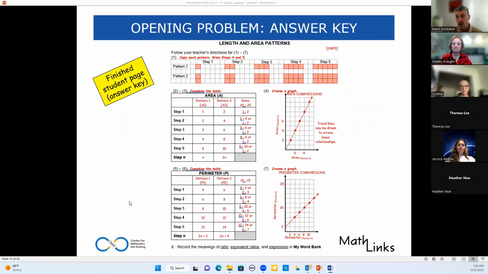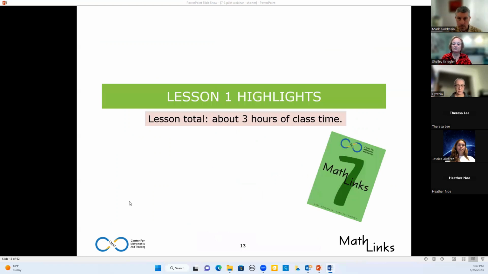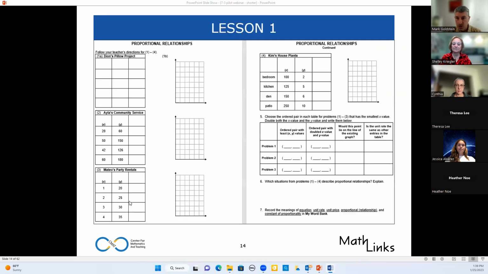And here you see what the student page should look like after all discussion and work is done. And now we're ready to look at highlights of a multi-day lesson intended to follow this opening problem we just looked at. This 2-page spread is the structured student workspace for the first part of this multi-part lesson.